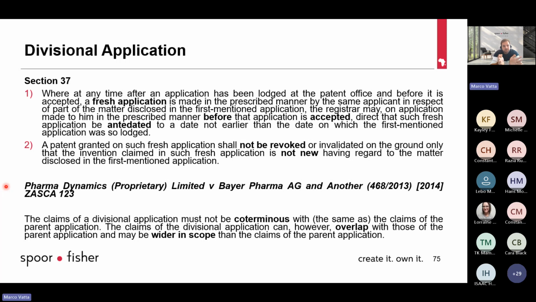So to ensure that it's properly divided out, you will amend the parent application to remove the claims that you are now going to include in the divisional application, so that you have two separate patents for two separate inventions. So one would then be towards the method of manufacture, and then the other would be for the compound itself.